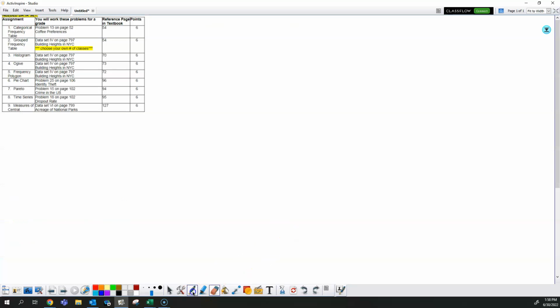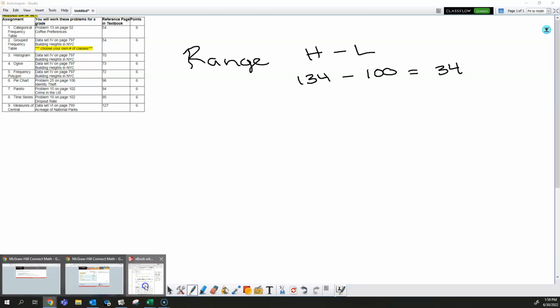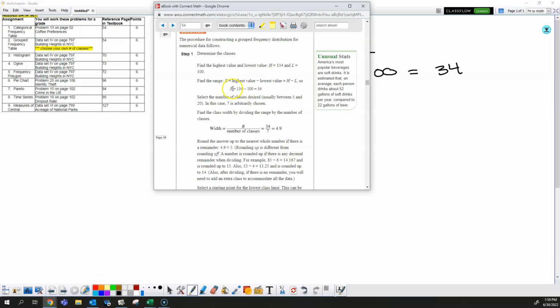And use this information to find the range of my data. The range is the highest minus the lowest. In my case, 134 minus 100. So we have found the range, and we're going to use that range to find the width. Here's the trick. You decide for yourself how many classes you want to have in your table.